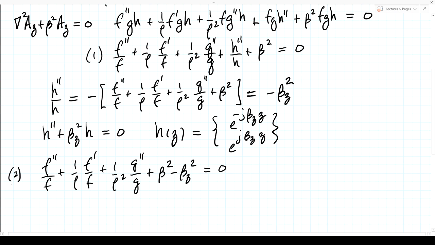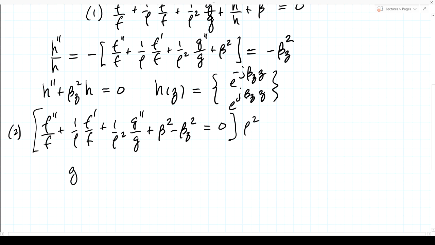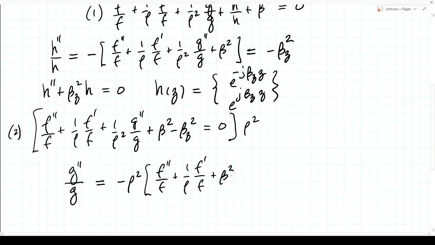We want to separate out, it looks like we could easily separate out the g term. That would be the phi dependence. We'd have to multiply through by rho squared to get rid of that 1 over rho squared factor. So multiply everything by rho squared and keep the g double prime over g on the left, and everything else goes to the right. So when we move it to the right, we get a minus sign: minus rho squared times f double prime over f plus 1 over rho f prime over f. And then remember, we already separated out this term over here. And then what's left is beta squared minus beta z squared. Wonderful. So we've separated out the g terms, that is the phi dependence.